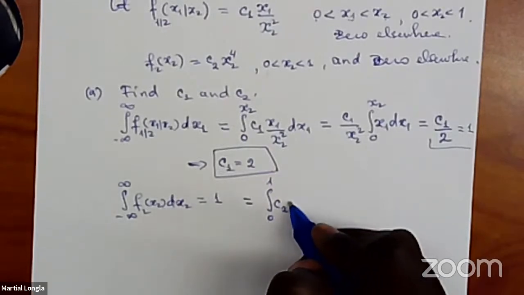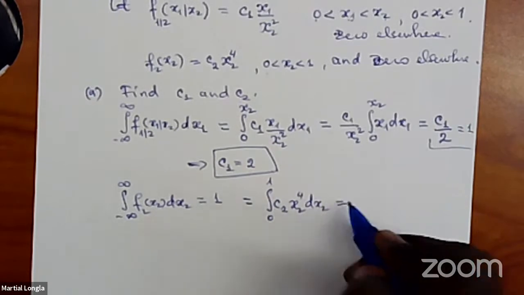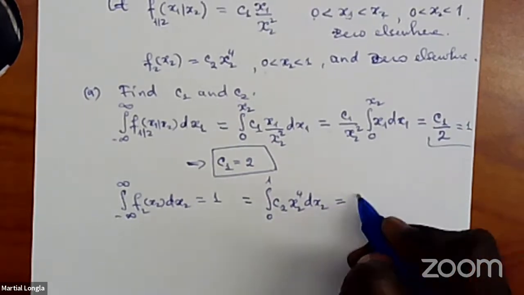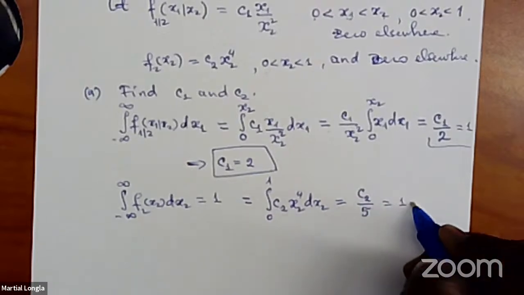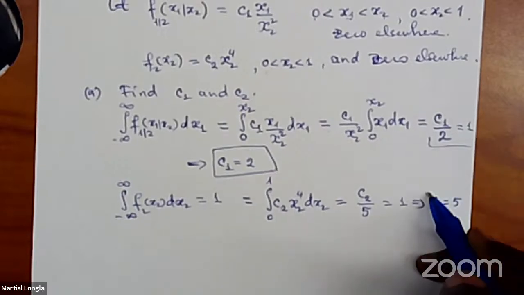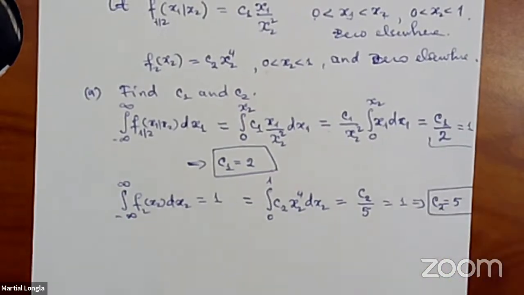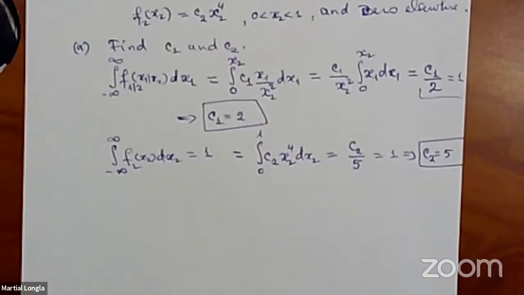c2 x2 to the fourth dx2. And that is going to be c2 over 5 equal to 1. So you get c2 is 5. Ta-da. So we got the two constants.